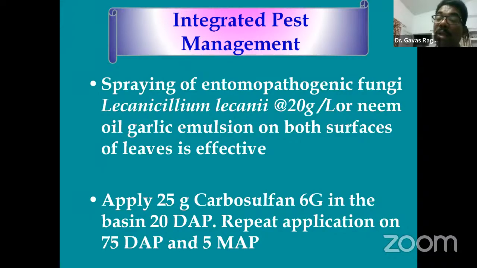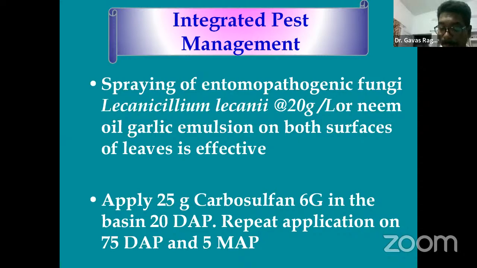At the national level, we recommend application of carbosulfan 25 gram, that is carbosulfan 6G, in the base of the plants 20 days after planting. We can repeat at 75 days after planting and 5 months. So please remember, if there is an endemic area of pest attack, especially Pentalonia, we will recommend the farmers to go for application of carbosulfan 6G at the rate of 25 grams per plant, 20 days after planting, followed by 2 applications at 75 days after planting and 5 months after planting.